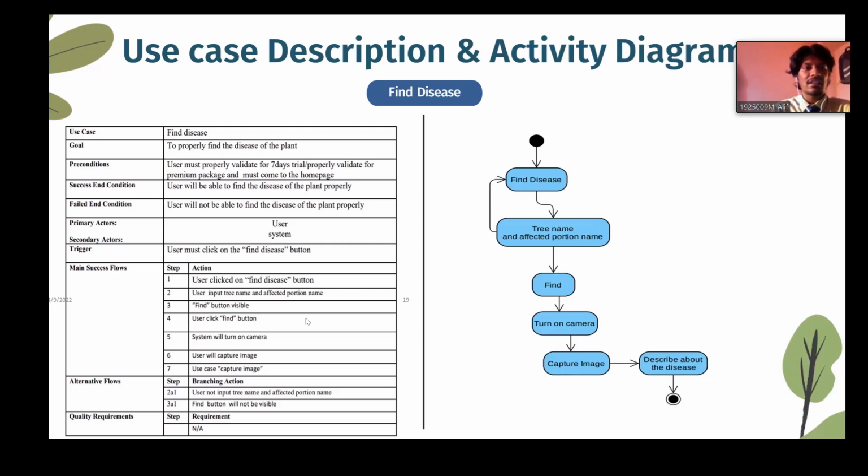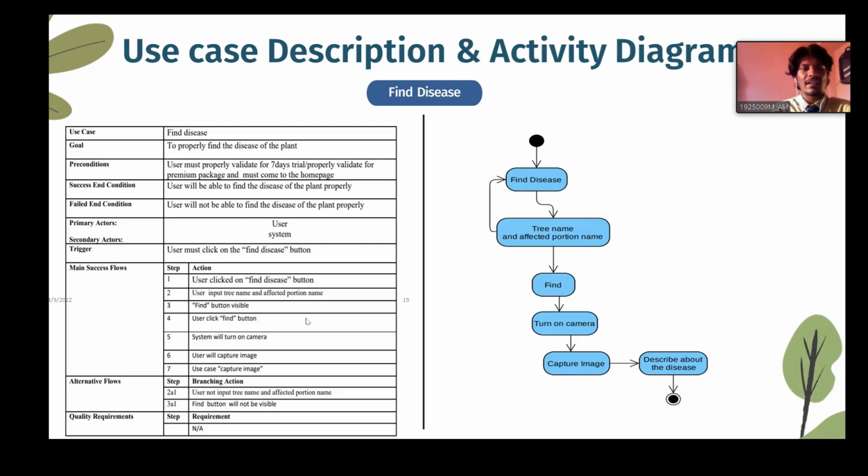Its precondition is user must properly validate for 7 days trial, properly validate for premium package, and must come to the home page. Success end condition is user will be able to find the disease of the plant properly, otherwise user will not be able to find the disease of the plant properly. Then the main success flow.